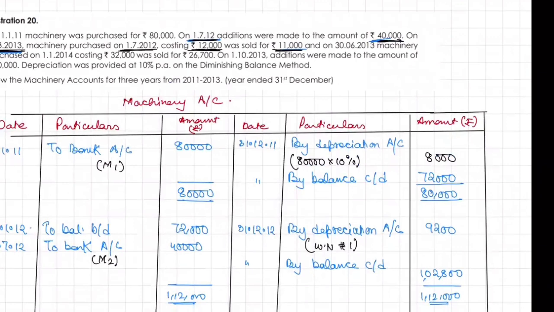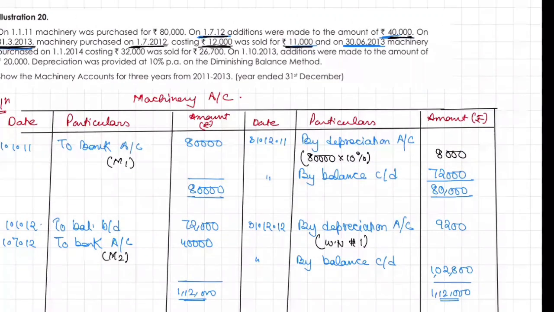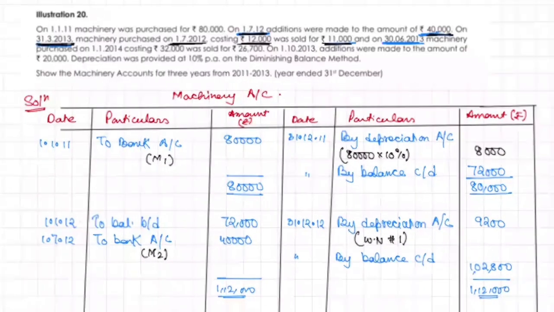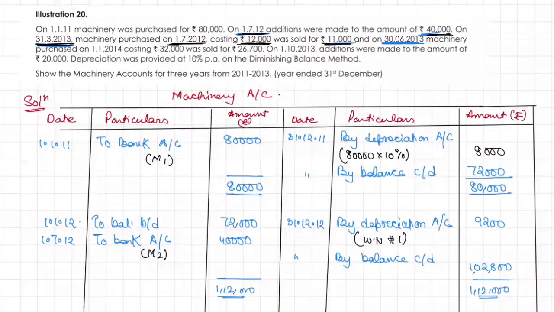And on 30th of June, machinery purchased on 1/1/2014. There is some mistake in the question. Now see, it is only for 2011 to 2013. How did machinery purchased on 1st of Jan 2014 come over here?